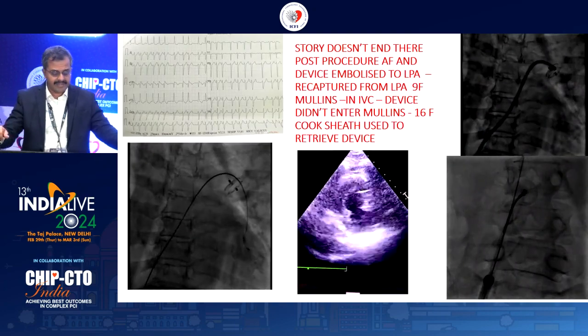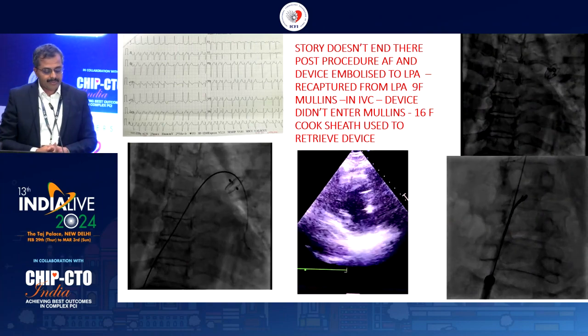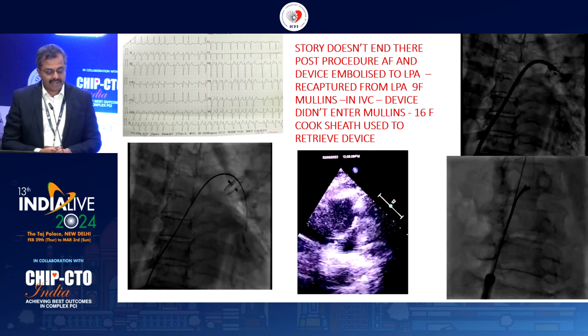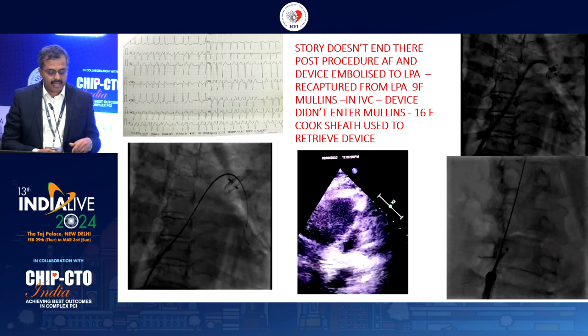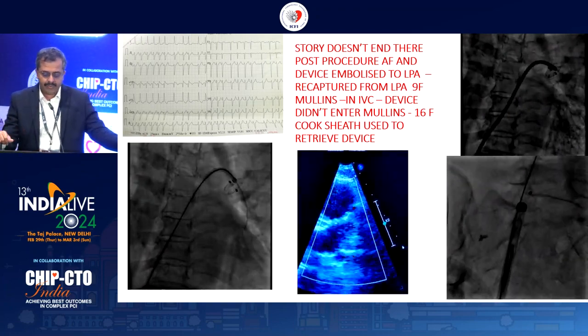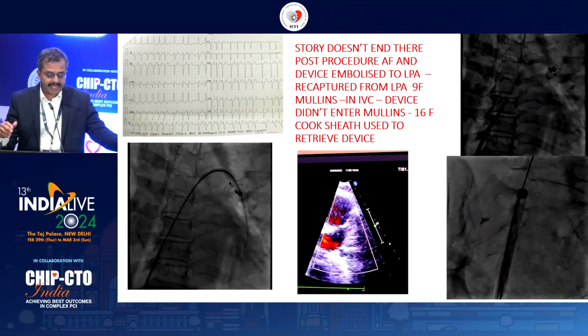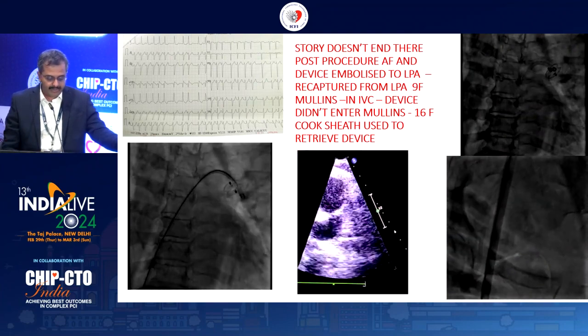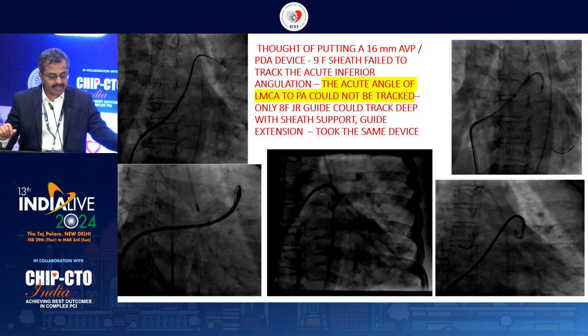The story doesn't end there. Post-procedure, the patient develops atrial fibrillation. The device gets embolized in the left pulmonary artery. We recapture it with a Mullins sheath from the left pulmonary artery, get it down to the IVC. This device would not get into a 9 French sheath, so we take a 16 French Cook sheath, retrieve the device fully out, and we continue the procedure.